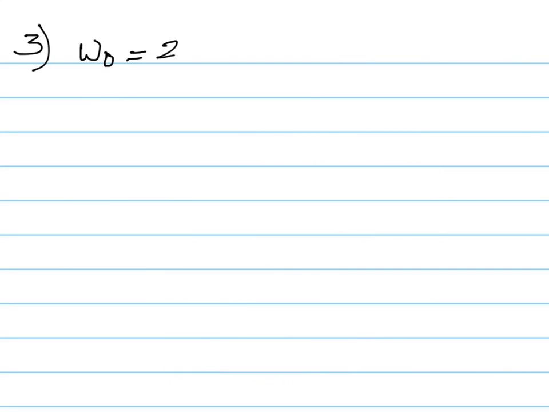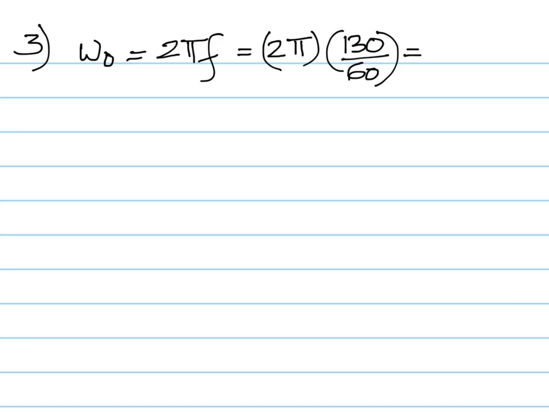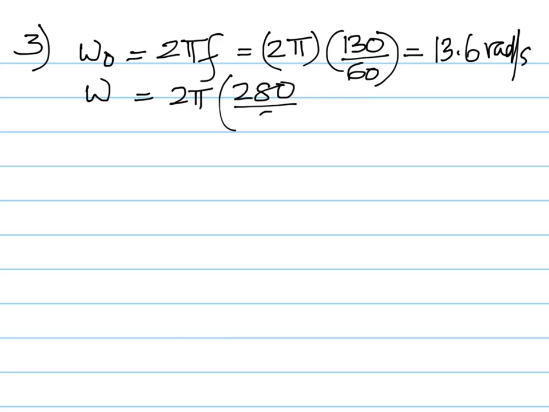Oh, I put it as omega naught. Doesn't matter. That's the initial angular velocity, which is 2 pi times 130 divided by 60, because we want it in rotations per second. That gives you 13.6 rad per second. The final is 2 pi times 280 by 60, which gives 29.3 radians per second. So we got the two angular velocities.